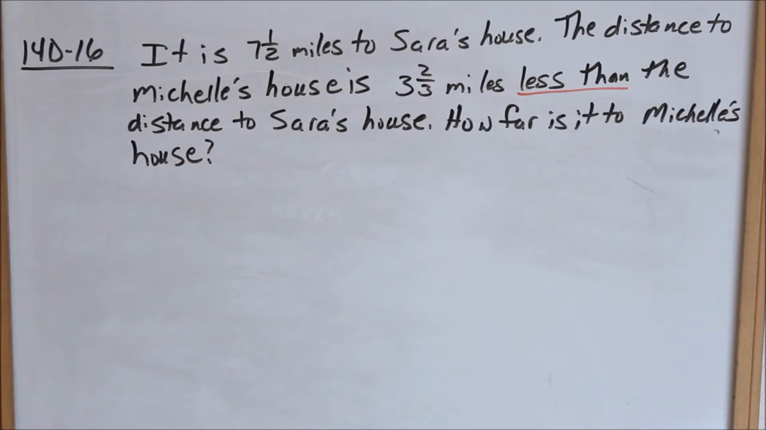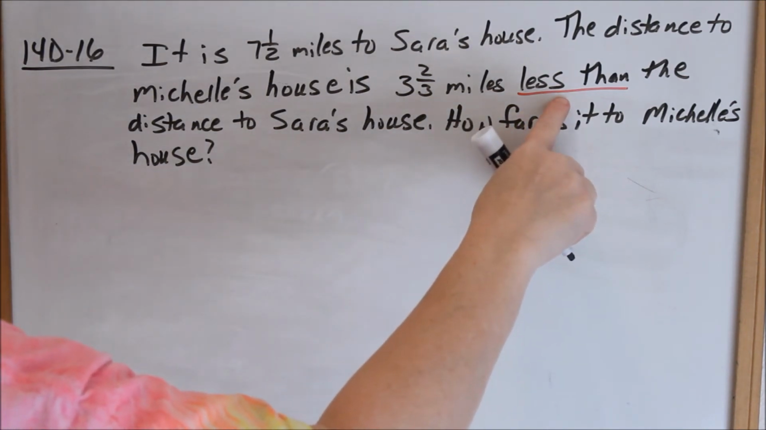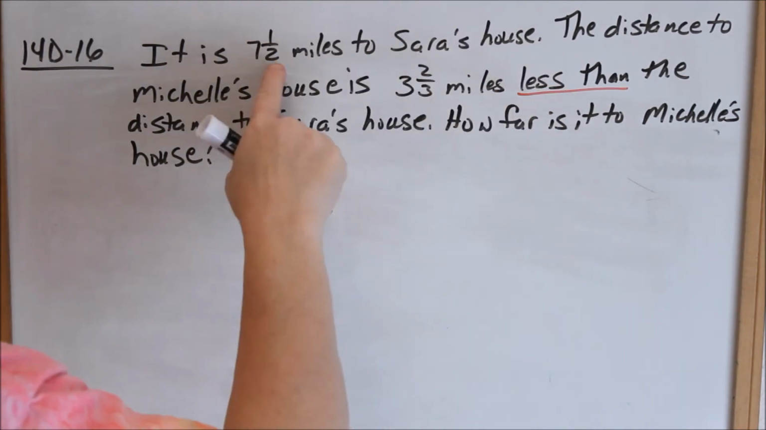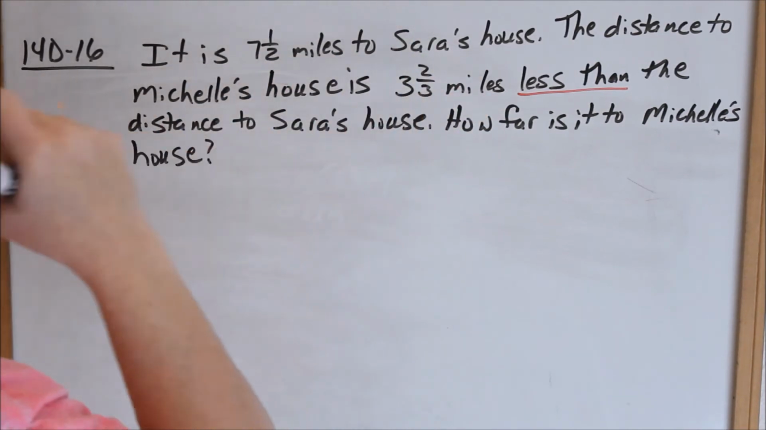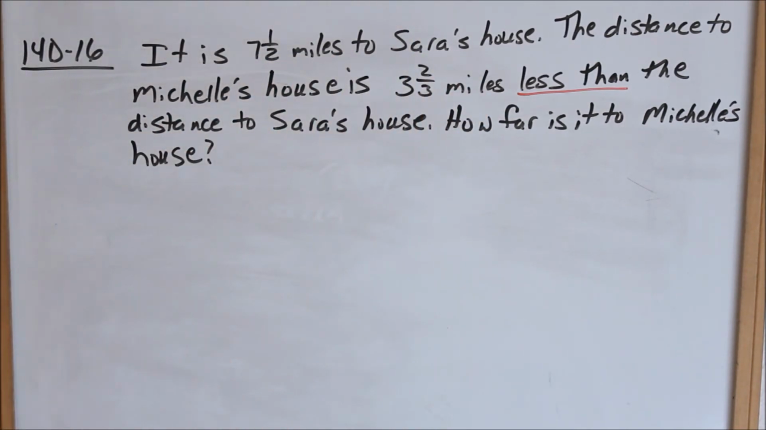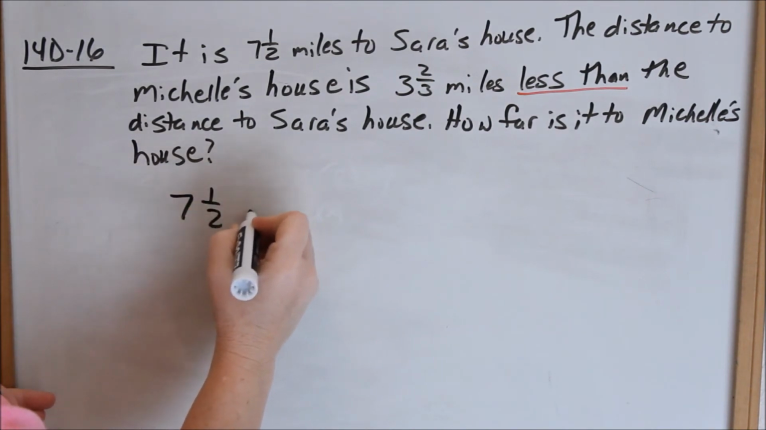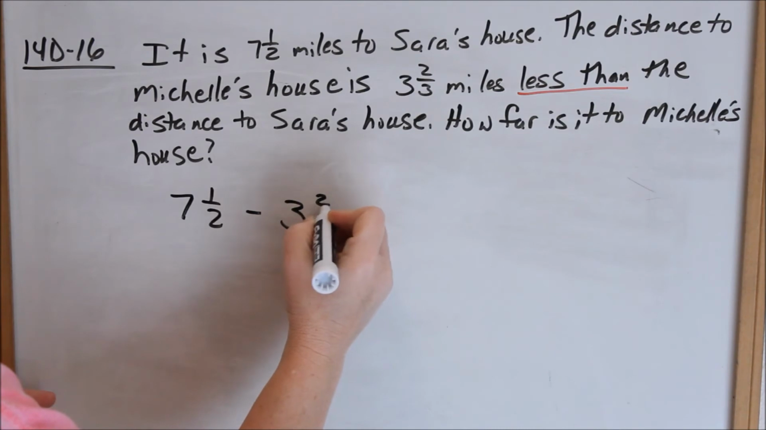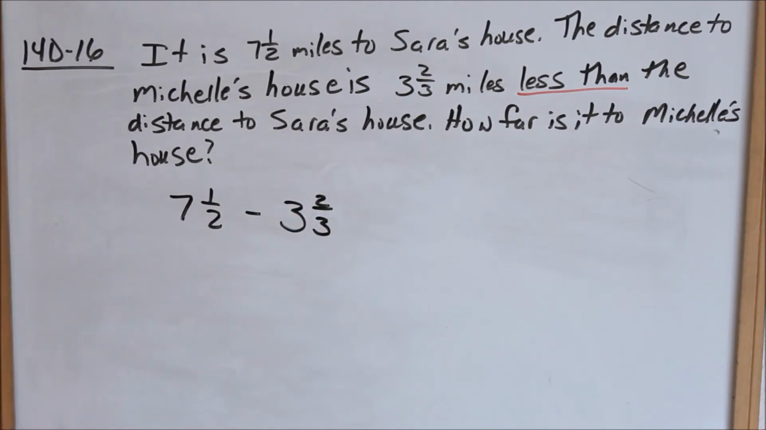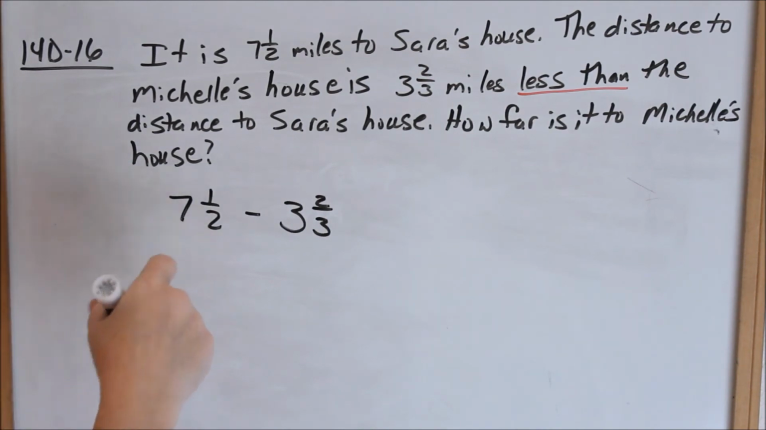So sometimes you need to forget the numbers and just look at what they're asking to know what operation you're doing. If Michelle's house is a certain number of miles less than Sarah's, then it means we take the distance to Sarah's and then subtract off Michelle's, and then we can find out how far it is to Michelle's house. So we can take Sarah's distance and subtract off Michelle's, and that will tell us how far it is to Michelle's house. So I like to do fractions horizontally, and I'm going to always do it by changing to improper fractions because then I never have to borrow.